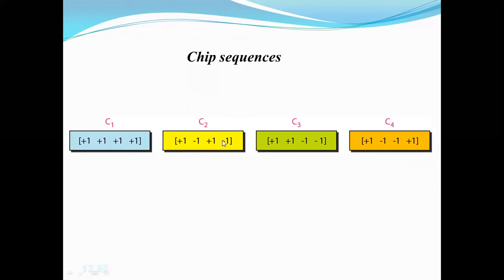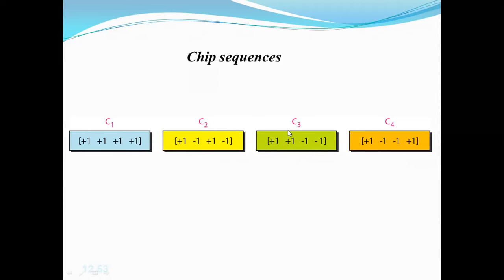zero, right? Suppose the station wants to send the data as one, then the number you are going to represent in the sequence is plus one. Suppose the station wants to send the data as zero, the number you are representing in the sequence is minus one. Here minus one represents the station is sending zero. Plus one represents the station is sending one.